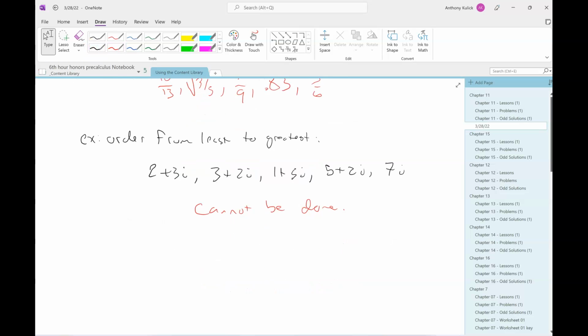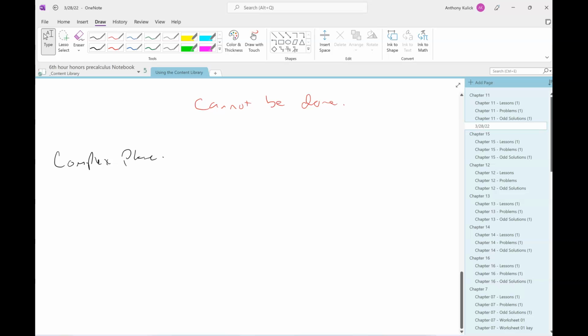Well, it turns out we need a two-dimensional system to order them. We instead need a complex plane. So we're just going to draw a two-dimensional axis instead of a one-dimensional axis like we do for a number line. The horizontal axis we call the real axis. The vertical axis we call the imaginary axis.